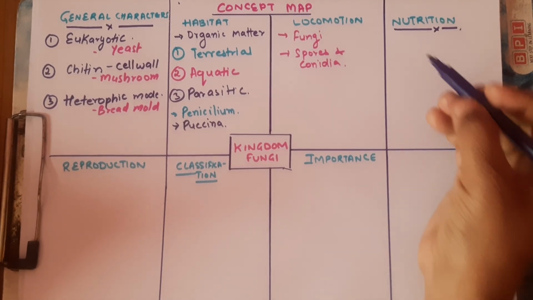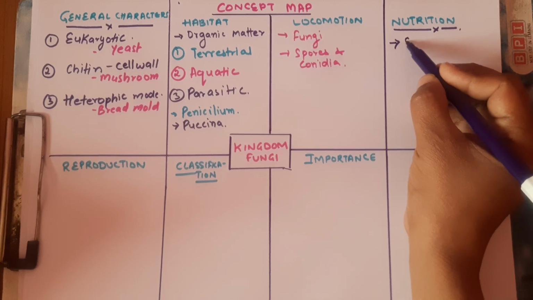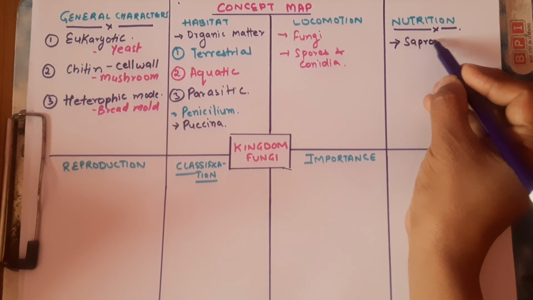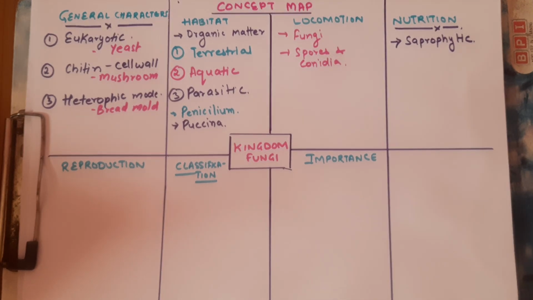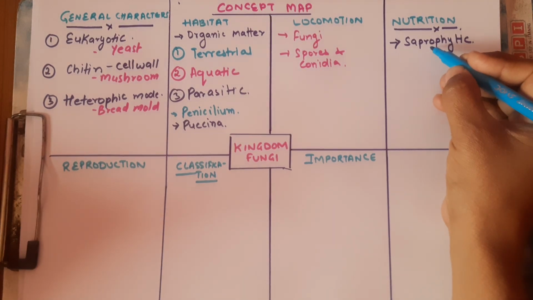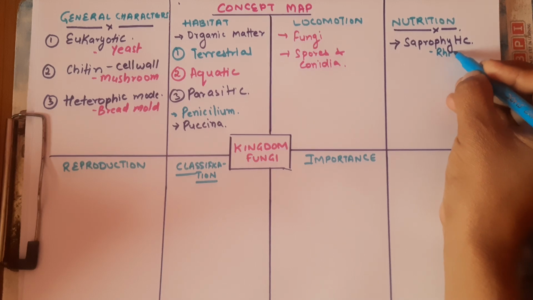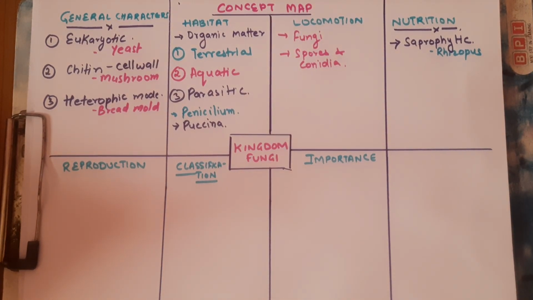So basically it will display four kinds of nutritional mode. First is the saprophytic. So we all know that the saprophytic mode of nutrition involves feeding on dead organic material. The example is Rhizopus. The Rhizopus fungus exhibits the saprophytic mode of nutrition, and it decomposes bread and food.